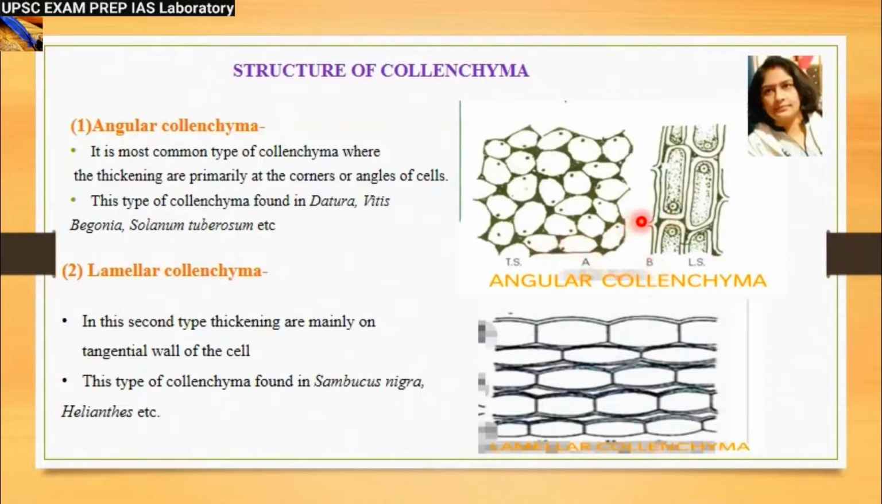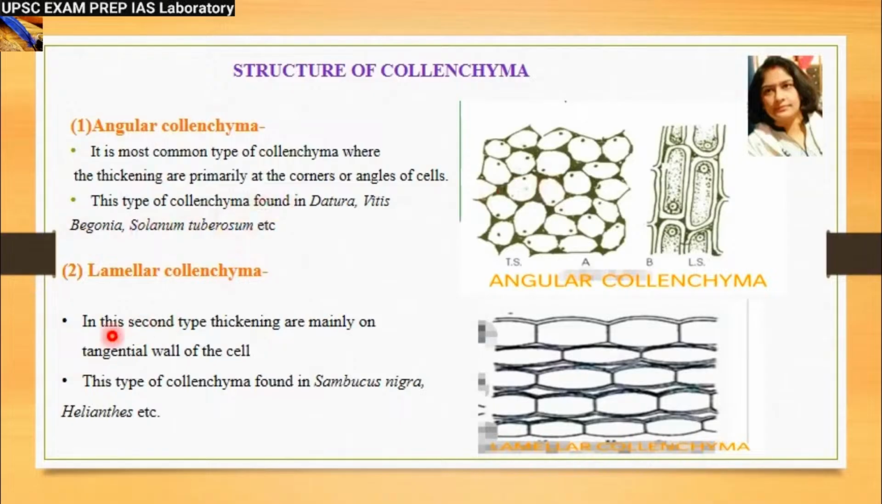The cells of this type of collenchyma are compact and irregularly arranged. In this section, thickenings are seen in those places where three or more cells meet. This type of collenchyma is found in the stem of Datura, leaf petiole of Vitis, Begonia, Cucurbita, stem of Solanum tuberosum, Atropa belladonna, Dahlia, etc.